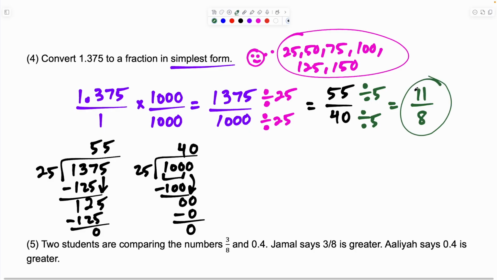11, the only factors are 1 and 11. And then 8 is divisible by 1, 2, and 8. And they have no more common factors other than 1. So this is as reduced as possible.